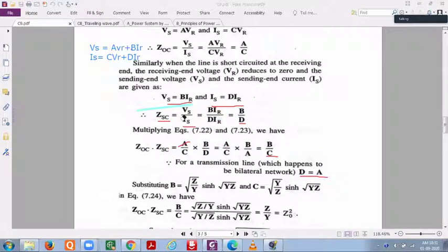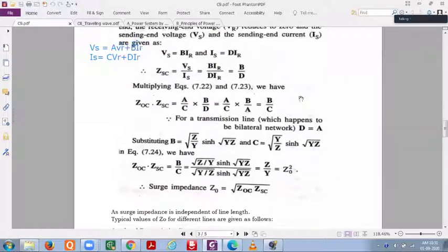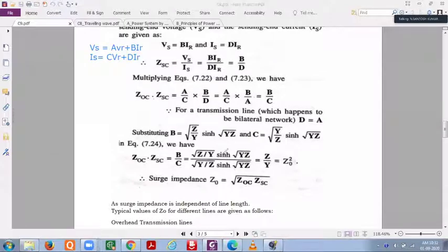Now, what are B and C? From your transmission line concept, you need to write your B and C values. If you remember, it will be almost the same, because we have already derived this. So I'm writing the final answers. B is square root of Z by Y sinh, C is square root of Y by Z sinh. When I substitute this, I get final Z by Y. What is Z by Y? It is nothing but your ZO square or ZC square.